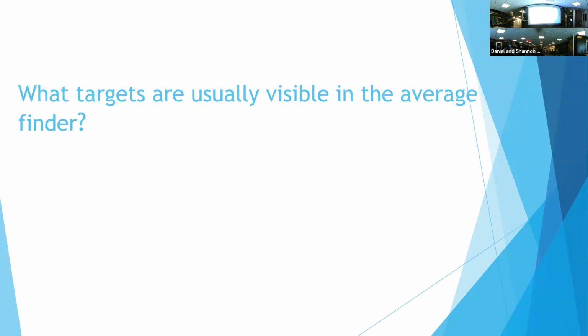Now, what targets are usually visible in the average finder? The average finder is probably 6 by 30, so 6 times magnification with 30 millimeters. That's pretty much the average size for the finder scope in most telescopes. Now, is Venus visible in the finder scope? Yes, it's a double yes. Of course, if it's visible to the naked eye, it should be visible easily in the finder scope.